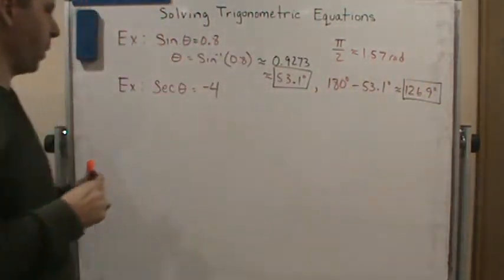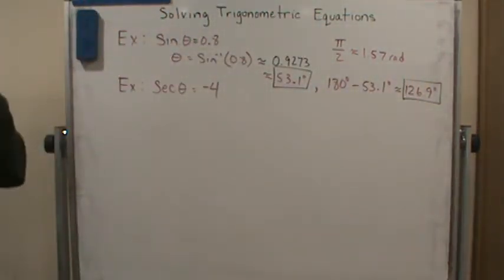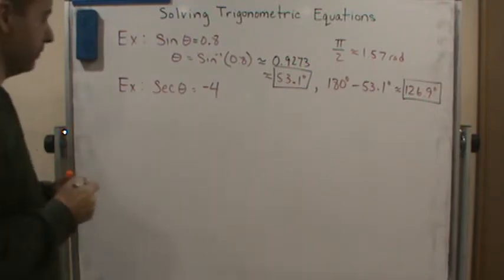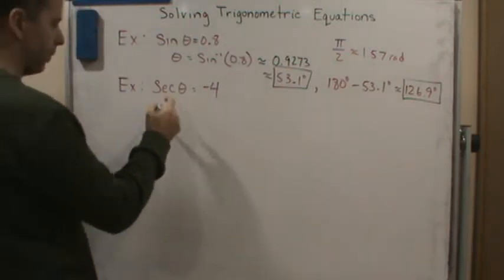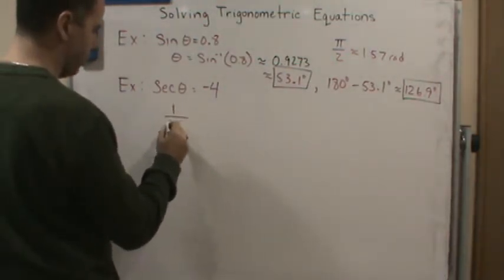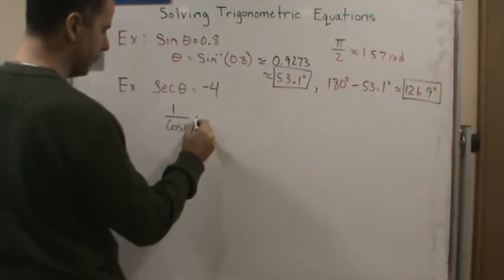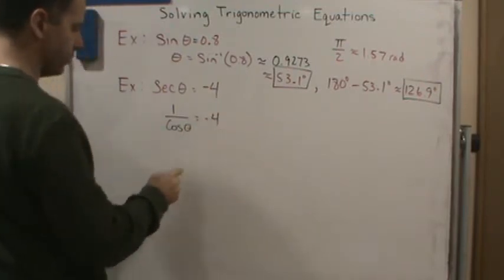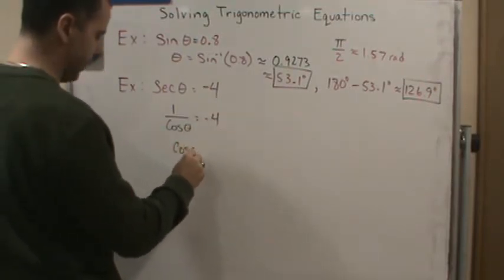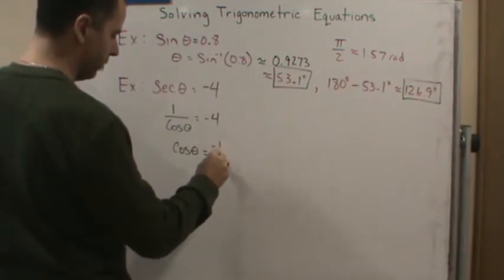So now what about this example? Now here we have a secant function. Okay, so here's what I'm going to do. I'm going to use the reciprocal function. So I'm going to write this as 1 over cosine theta is equal to -4. So that means that cosine theta is equal to -1/4.